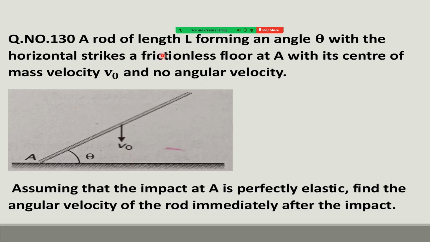A rod of length L forming an angle theta with horizontal strikes a frictionless floor at A with its center of mass velocity V naught and no angular velocity. Assuming that the impact at A is perfectly elastic, find the angular velocity of the rod immediately after the impact. So the previous question and this question are almost the same. Let us see now how to solve it.